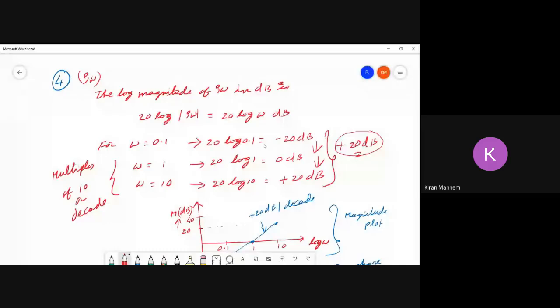So we drew the Bode plot for constant gain K, where you have positive dB when K is greater than 1, negative dB when K is less than 1, and at K equal to 1 it is the 0 dB line. And the phase angle plot is also 0 degrees. Second one is the pole at the origin. I have a straight line with a slope of minus 20 dB per decade, and the phase angle is minus 90 degrees.